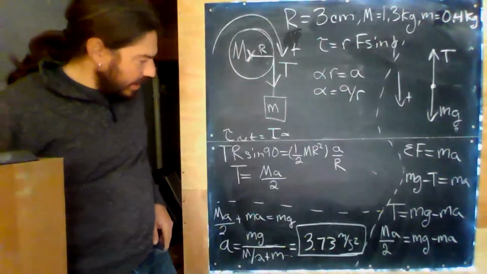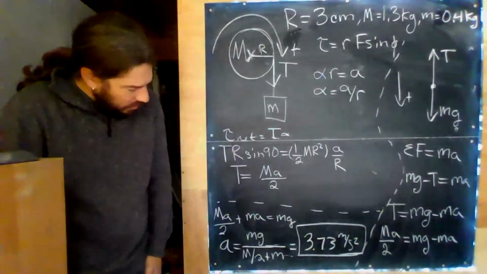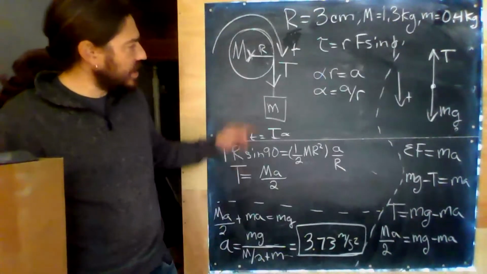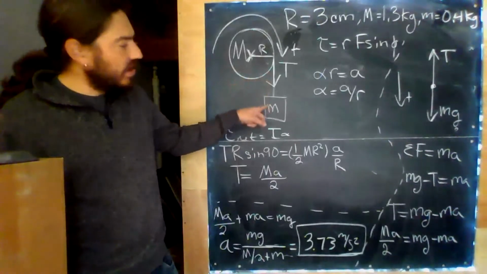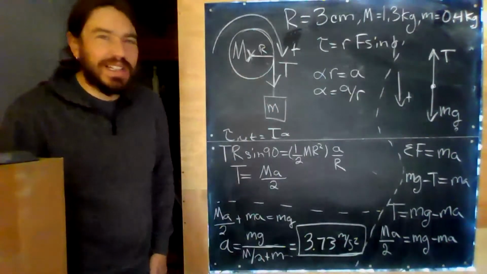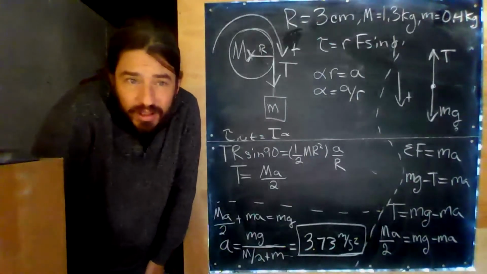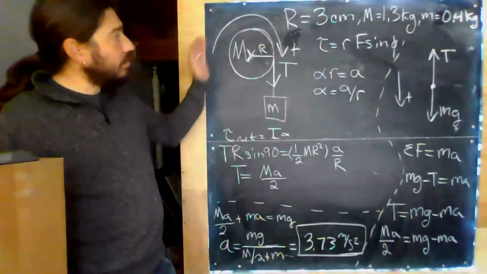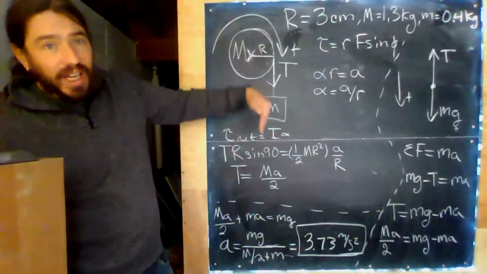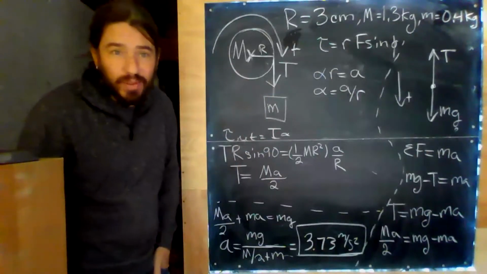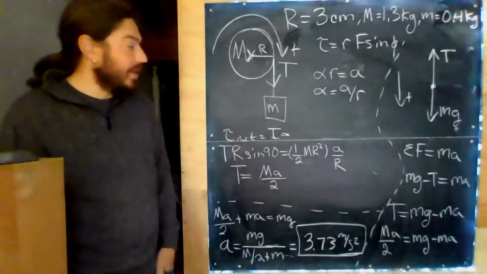Okay, let's analyze that answer. Seems reasonable. If I got 13, I'd know that was wrong, right? Because if I just cut this rope, then the acceleration of this mass will be 9.8 meters per second squared. So I'm expecting something between 0 and 9.8 meters per second squared. I got 3.73. I got a positive number. I should have, right? I've defined my acceleration as being in the positive direction. I decided that before I started, so I better get a positive number, right?